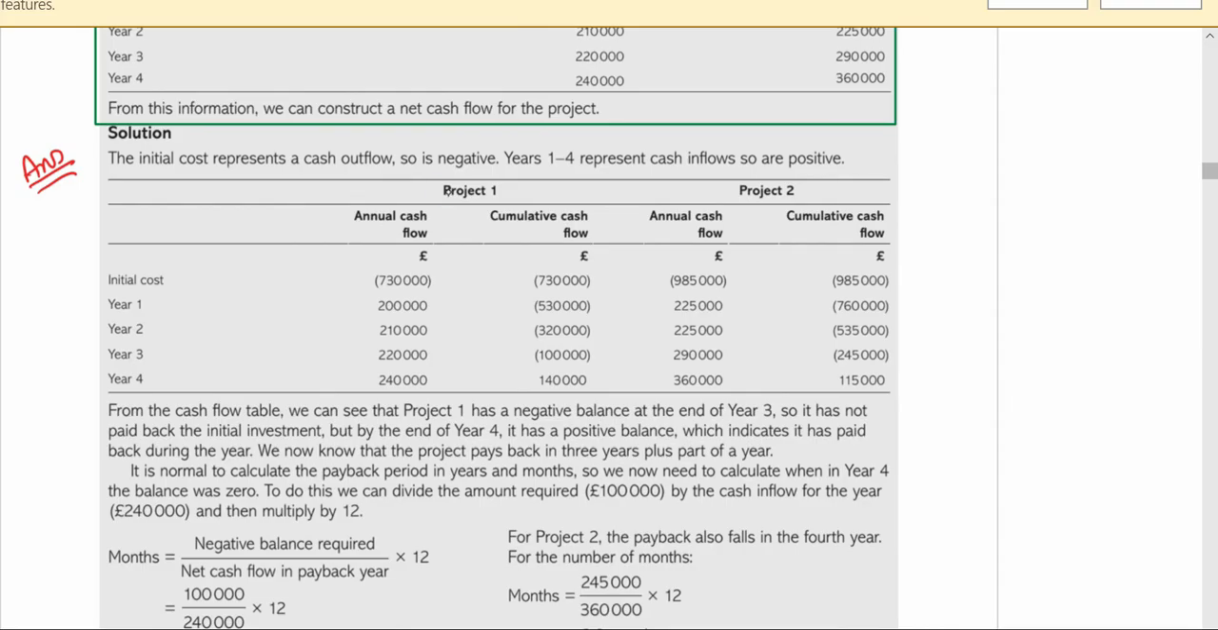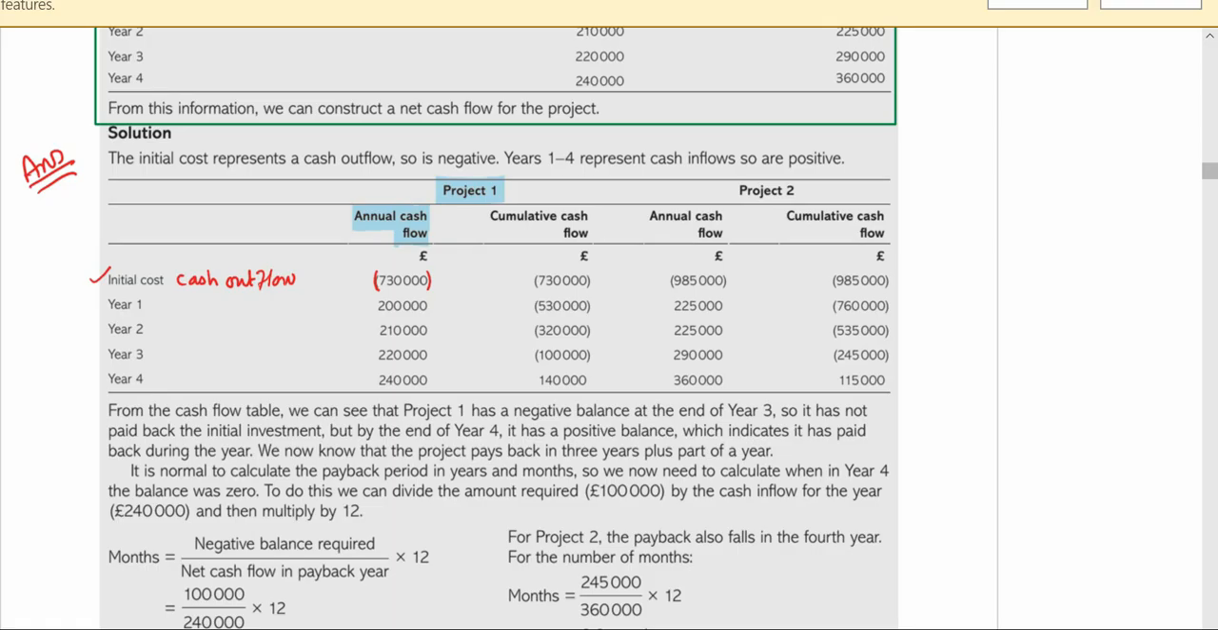For project 1, first of all we will make a column, and the column name is annual cash flows. In annual cash flows, first of all we will write the initial cost. This is the cash outflow, meaning cash is going out from the business, so we will write it in brackets. Brackets mean negative. So 730 is going out. Then year 1 we earn 200,000, year 2 210,000, year 3 220,000, year 4 240,000. So this is the first step.